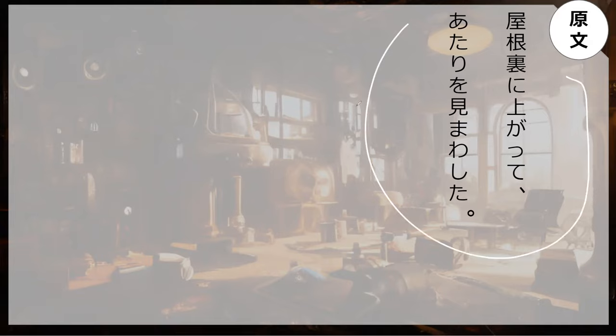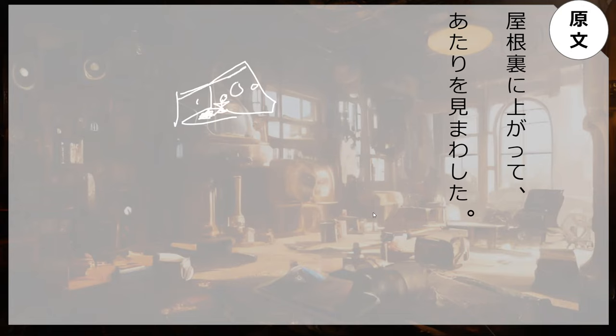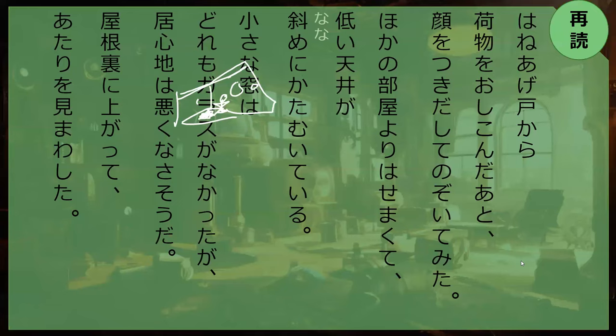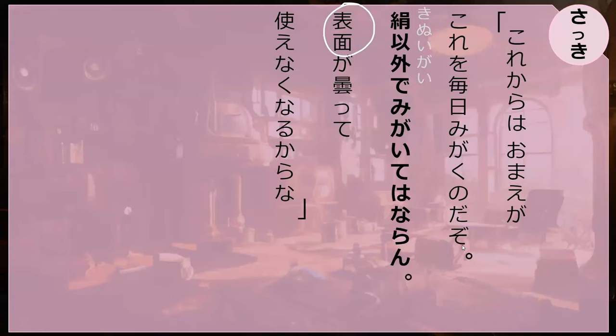Let's read the sentence from the book. Yane ura ni agatte atari o, the surroundings. I went up to the attic and looked around at the surroundings. Perfect. And how do you say ceiling? Ceiling is tenjo. And how about low? Low is hikui. Perfect. Can you read the bolded part for me?